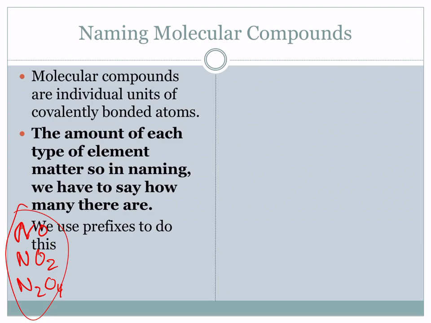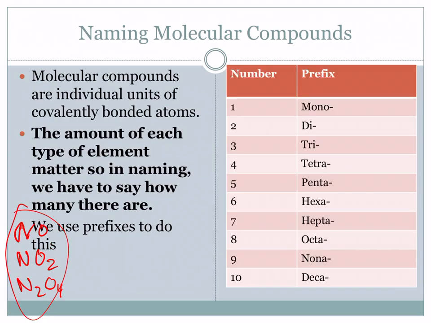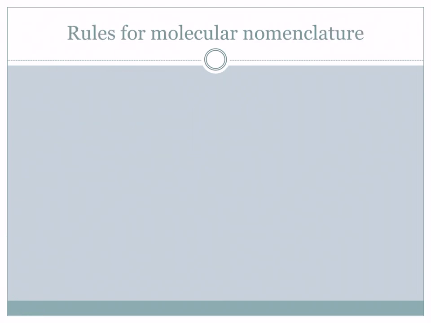We use prefixes to do this, and these are the prefixes. A lot of them are really similar to what you might have seen in your math classes. 1 is mono, 2 is di, 3 is tri, like you've heard, 4 is tetra, and then it gets into the less common ones: penta, hexa, hepta, octa, nona, deca. Those are the prefixes. These should be in the Quizlet for this unit.